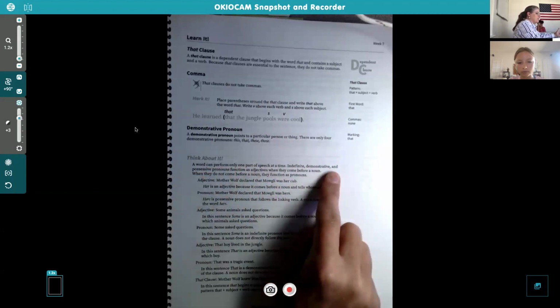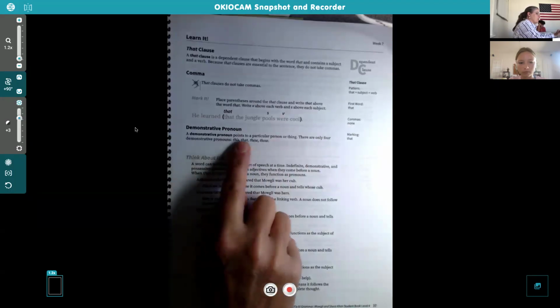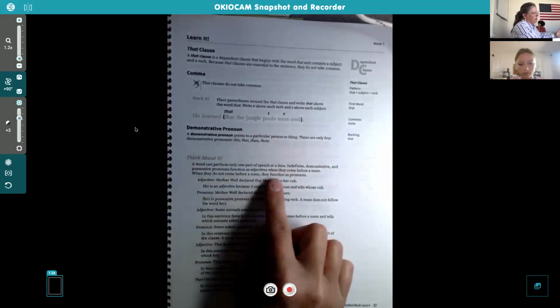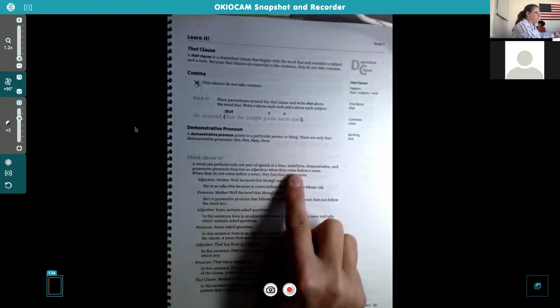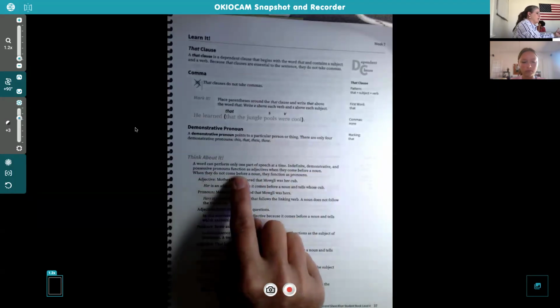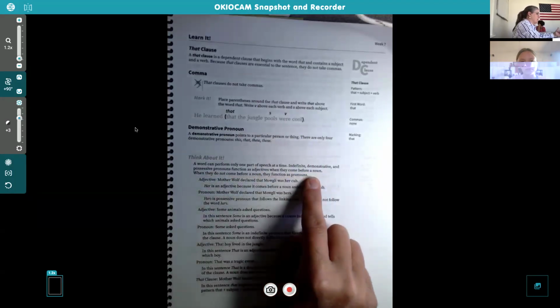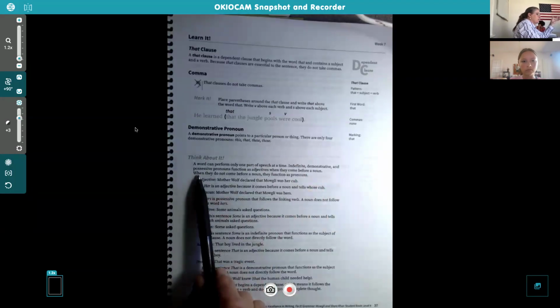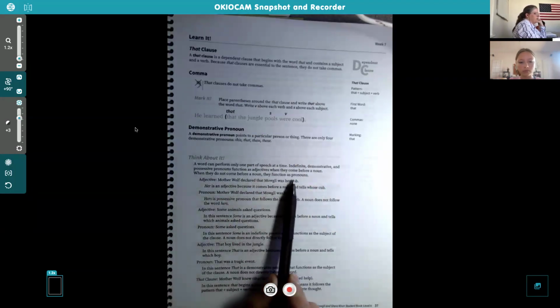And these are going to be pronouns. You're going to label them PR. Think about it: a word can only perform one part of speech at a time. You guys already know that. Indefinite, demonstrative, and possessive pronouns function as adjectives when they come before a noun. So these are the types of words that can be a pronoun sometimes, but then they can be an adjective sometimes, depending on how it's used in the sentence. When they do not come before a noun, they function as pronouns.